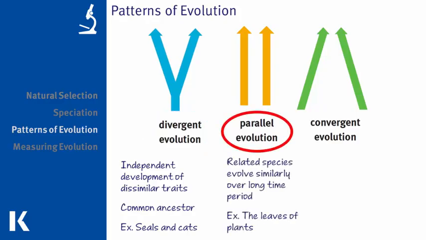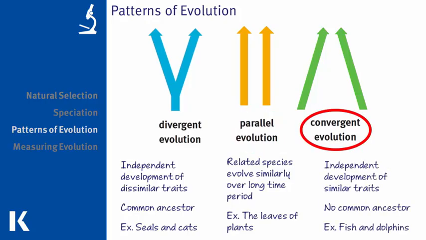In parallel evolution, different species with similar ancestral origins evolve similar traits over time. This happens because the two species are experiencing the same kind of environmental pressures and therefore need to undergo similar adaptations. Take for example the evolution found among plants. Many plants have similar but distinct leaves that have evolved in parallel over time, and these plants share a common ancestor. Lastly, we will look at convergent evolution.